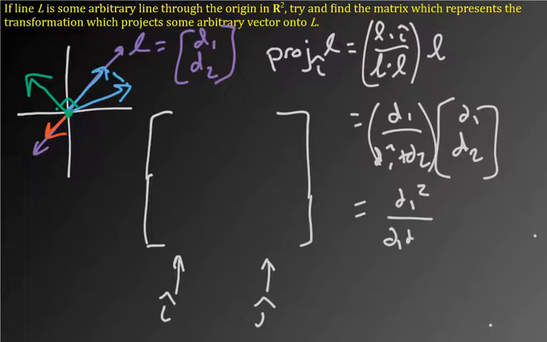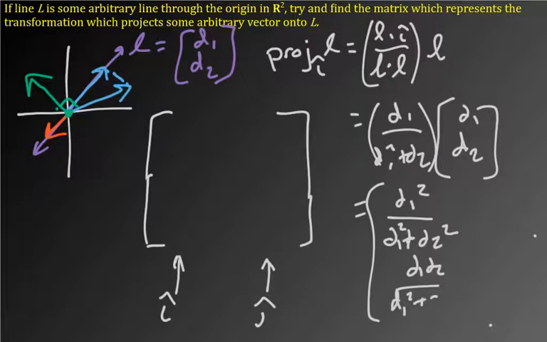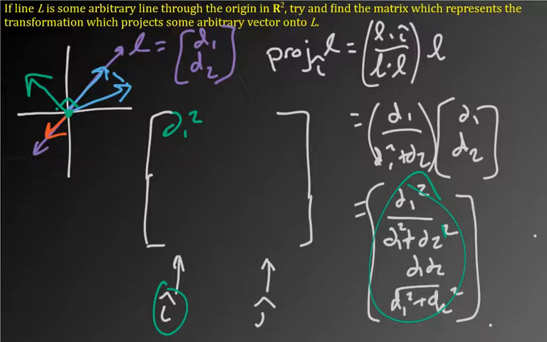And so we're getting the vector d1 squared over, oops, not d1. I can fix it. d1 squared plus d2 squared. And then d1, d2 over d1 squared plus d2 squared. So that is literally the first column here. So we'll put in d1 squared over d1 squared plus d2 squared, and then d1, d2 over d1 squared plus d2 squared.